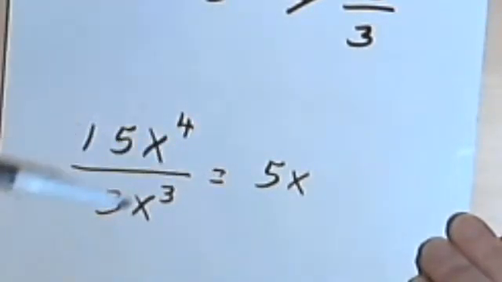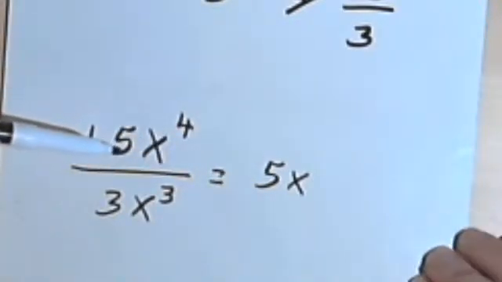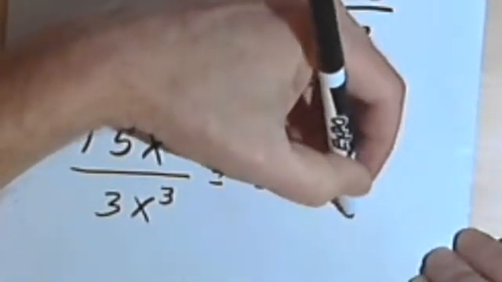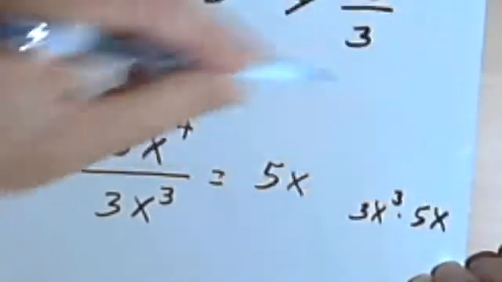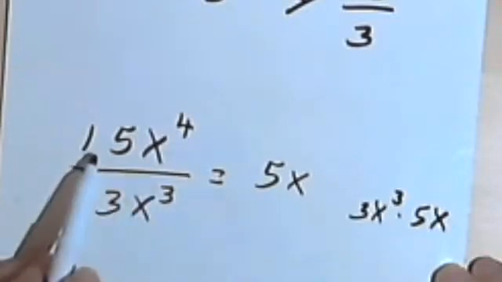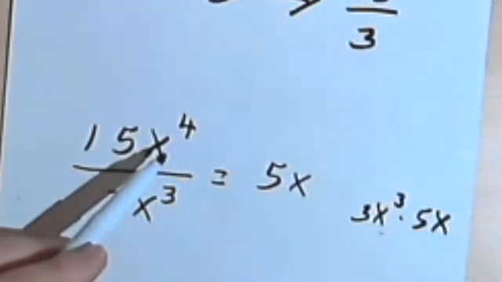Now, a nice thing about division is you can check your answer. So all you do is you take the number in the bottom of your fraction, the denominator, multiply that by your answer, and you should get the numerator. In other words, if I multiply 3x to the third times 5x, well, 3 times 5 is going to give me 15, and x to the third times x is going to be x to the fourth.